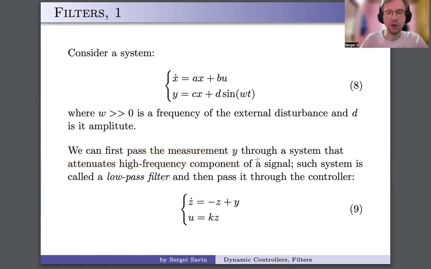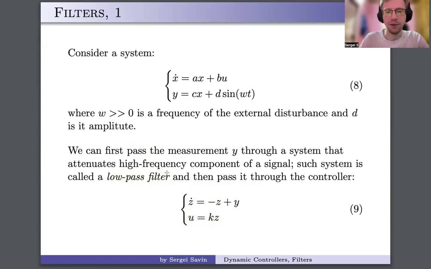A system like this is called a low pass filter, because signals with low frequencies pass through, and high frequencies get attenuated. Okay, so essentially, for example, we can do it this way.